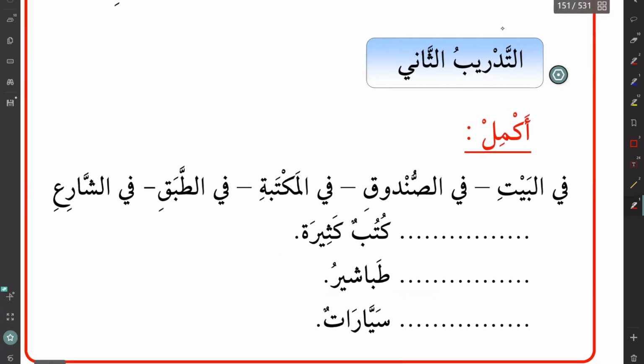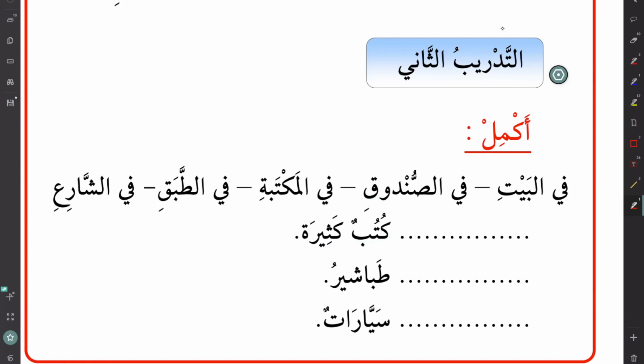Okay. So they give you some, see, again, we're describing place. Okay, so these are nice exercises. They give you the things and you have to find where these things belong. Okay, so let's do a few of them. So it says kutubun kathiratun.